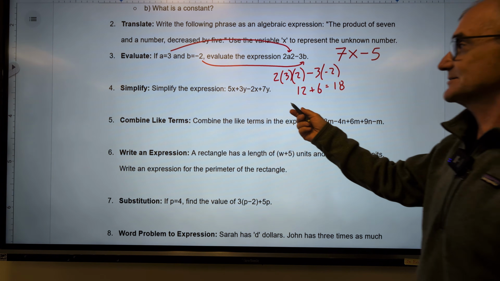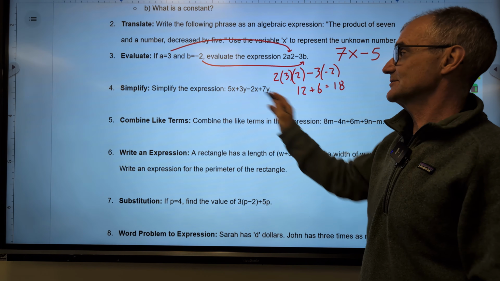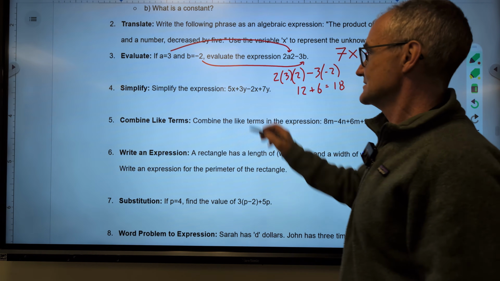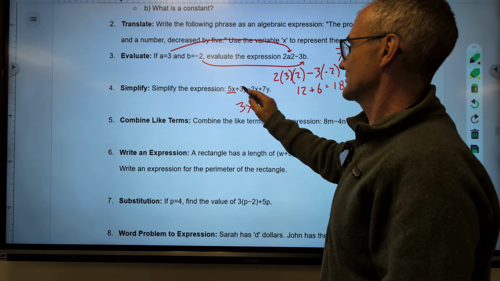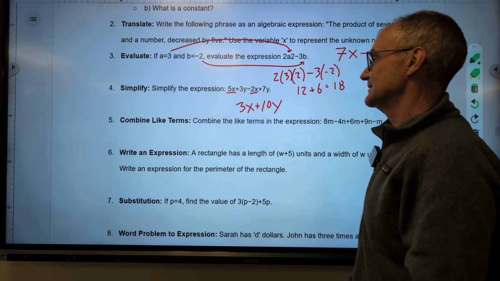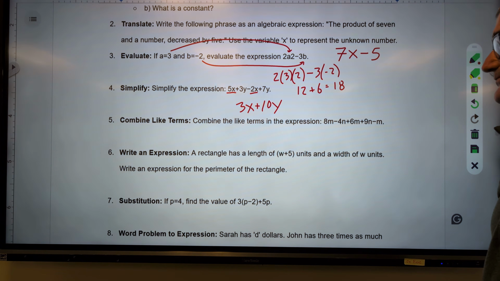Simplify the following expression. Again, that's just going to be combining similar terms. There are no constants, only variables, but they're 2 different variables. So I have 5x minus 2x is 3x. 3y plus 7y is 10y. Nothing else I could do. That's as simplified as it goes.